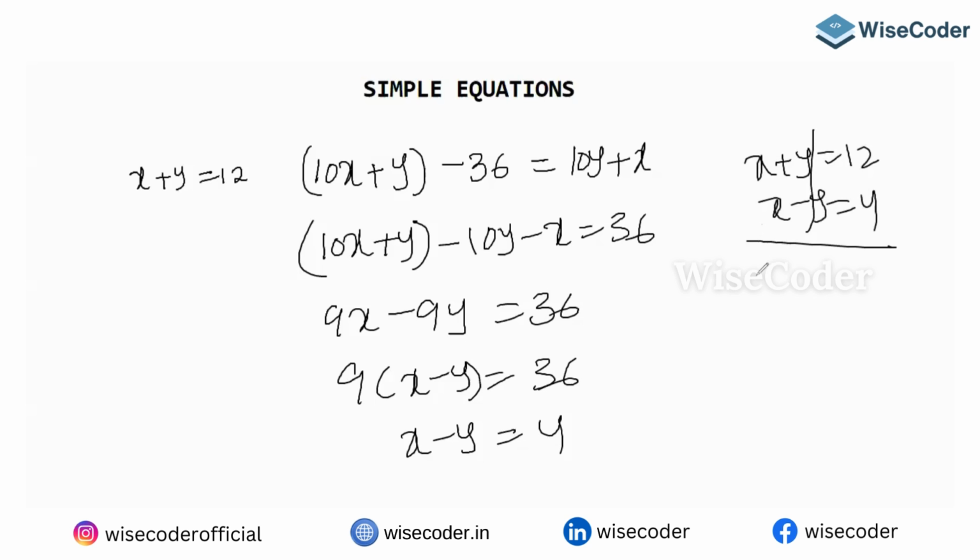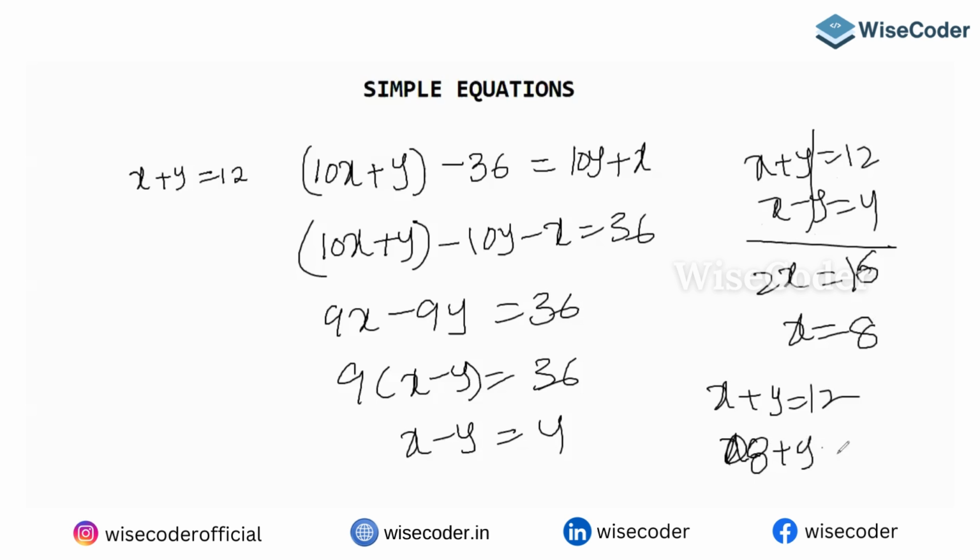x plus y is equal to 12, x minus y is equal to 4. If I add the two equations, 2x is equal to 16, so x is equal to 8. Substitute the x value here: x plus y is equal to 12, so 8 plus y is equal to 12. Then y is equal to 4.